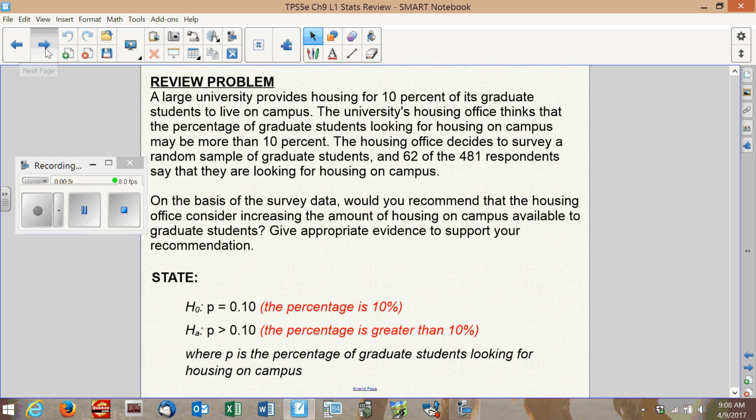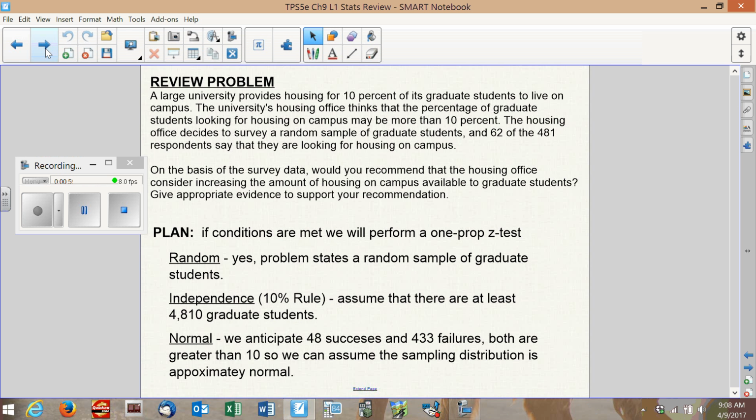Then the plan part. Make sure that you check conditions. Remember the random condition. Did we take a good random sample? The 10% rule. Well, we had a sample of 481, so we have to assume there's 4,810 graduate students. And the normal condition for proportions, we're checking successes and failures, and it's anticipated successes. So since there's 481 students and we think the number's 10%, we expect 48 successes and 433 failures. Both are more than 10, so it meets the normal condition.